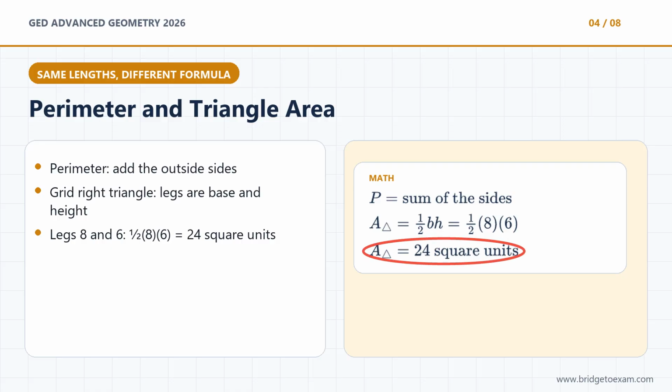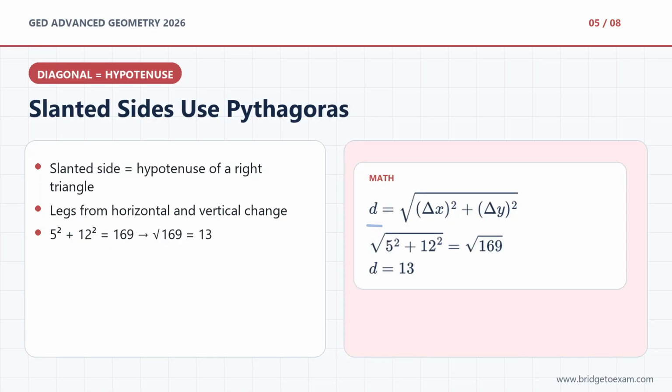24 square units. When a side is slanted, it is the hypotenuse of a right triangle, so we use the Pythagorean theorem. Form legs from the horizontal and vertical change, then take the square root. For a slanted side across legs of 5 and 12, 5 squared plus 12 squared is 25 plus 144, which is 169. The square root of 169 is 13. So the slanted side is 13.